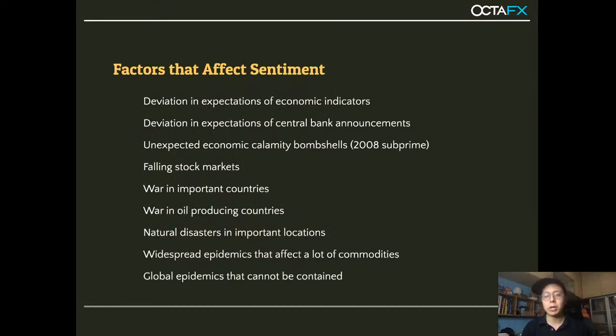Now it might sound a bit confusing, right? You might think, so what is going to affect the feeling of the market? What is going to affect the sentiment? These are some examples of what can affect the market. Just going to read out a few. Deviation from, let's say, economic indicators, deviation from central bank announcements, right? Just now we talked about Bank of Canada. I want to give you an actual example.